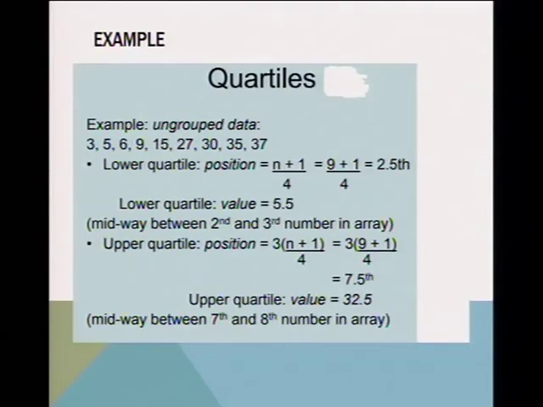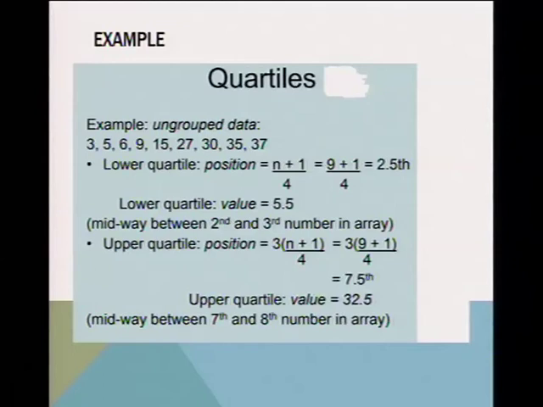And what is on the third place in the arranged data set is 6. Now you have to take the average of the second and the third number in the arranged data set, which is 5 plus 6. You divide it by 2, then the value of your quartile is 5.5. 2.5 is just the position, but 5.5 is the value of the quartile. Okay? Now let's go to the third one.